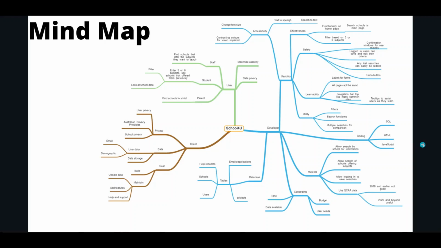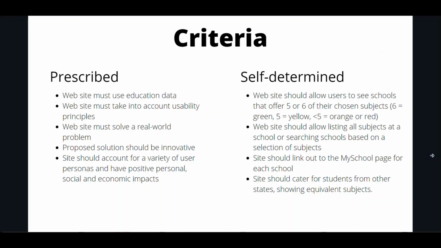Here is a mind map breaking down the problem into developer, client and user concerns. As can be seen, usability principles are important here, and the way data is stored and managed with regard to privacy has been considered. Here's the prescribed and self-determined criteria.